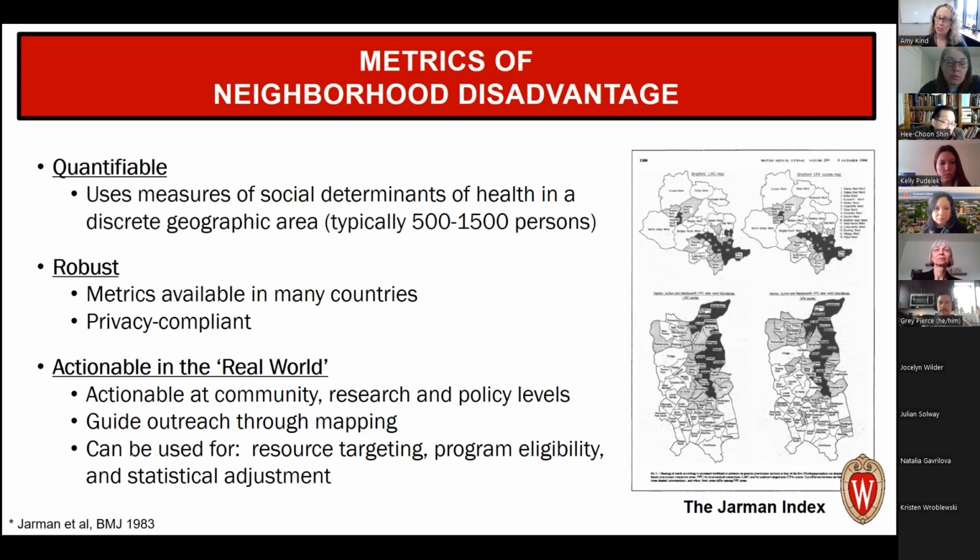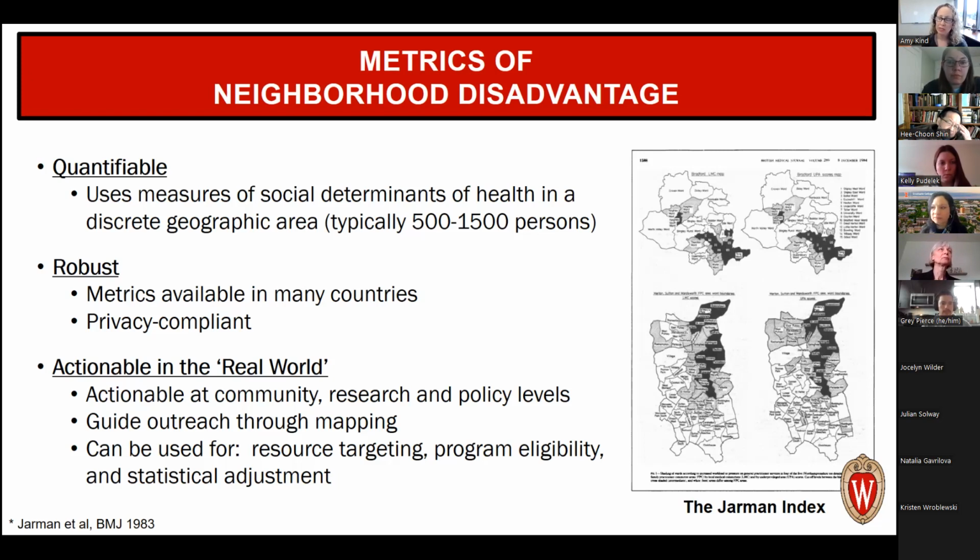They tend to use measures of the social determinants of health in a very discrete geographic area, typically between 500 and 1,500 persons, population-based. And they're a cornerstone of health policy decision-making in most places other than the United States. The first of these was developed in 1983 by Sir Brian Jarman. He was the president of the British Medical Society at that time, and he was having difficulty recruiting physicians or GPs into highly disadvantaged areas of the UK.